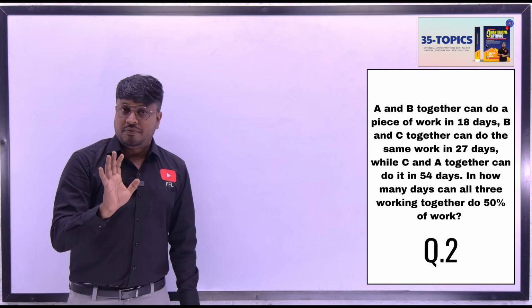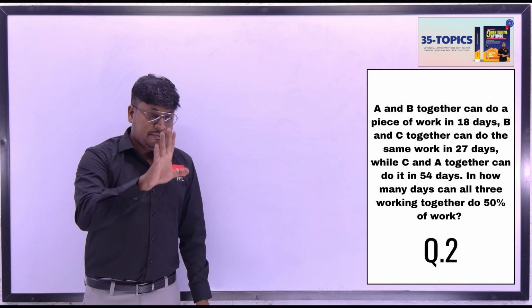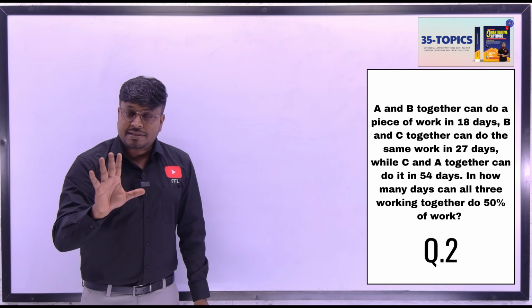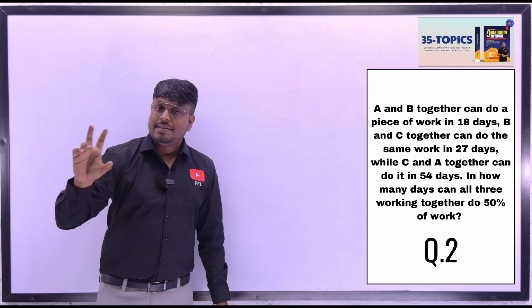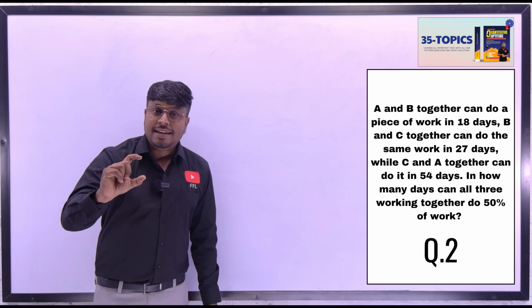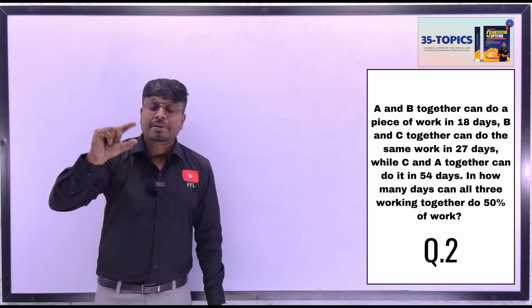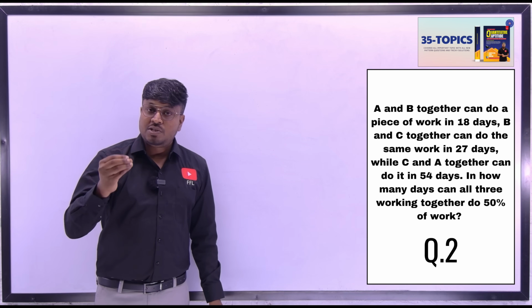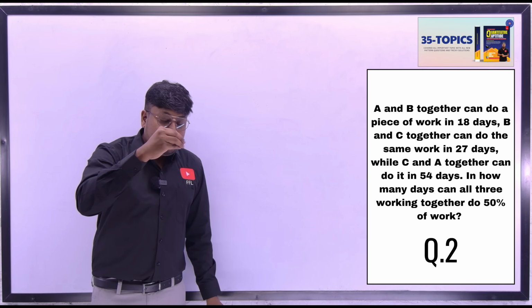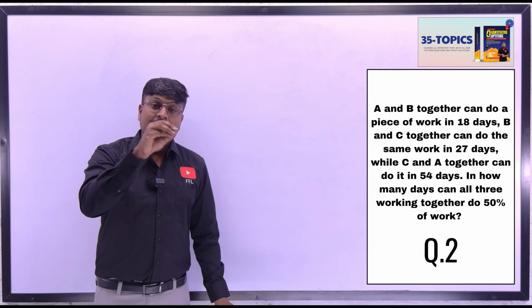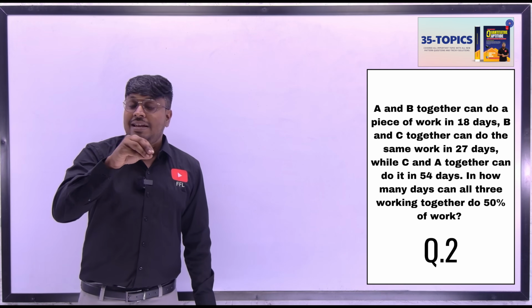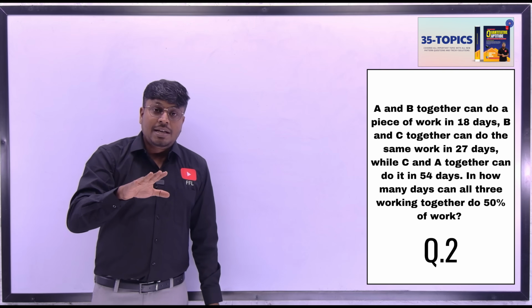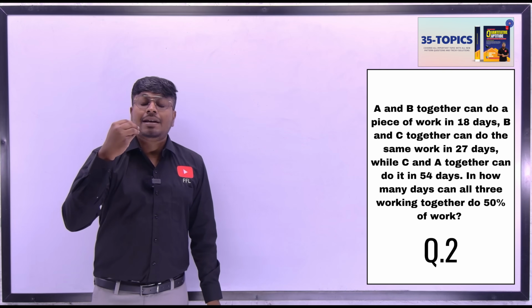For these kinds of questions, do one thing: first find how many days they take to complete 100% of the work. After getting the final answer, calculate 50% of that number. That is the easy way to solve the question. Some students apply 50% everywhere while solving the question itself. Don't do it. In some cases you may get the answer wrong.